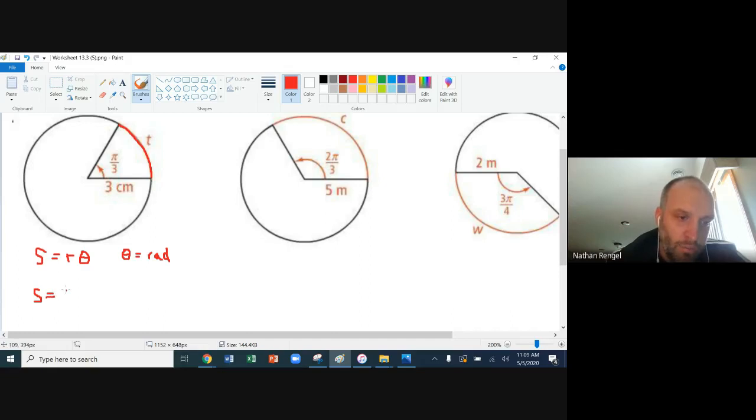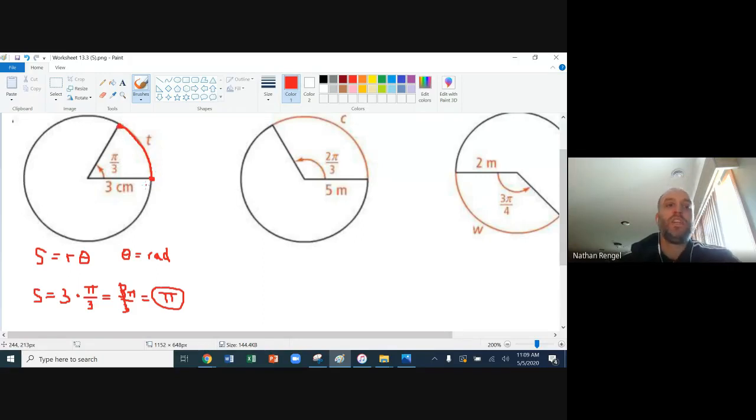S is going to equal my radius, which is 3, times my radians, which is pi over 3. 3 times pi is 3 pi. And 3 wasn't written as a fraction, but there would be a 1 below this 3. So 1 times 3 is 3. So I get 3 pi over 3, which the 3's cancel out. So the length of that particular arc is going to be pi. So there's my length from this position right here to this position right here.